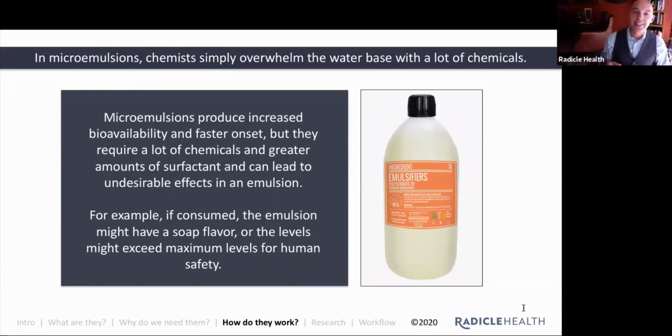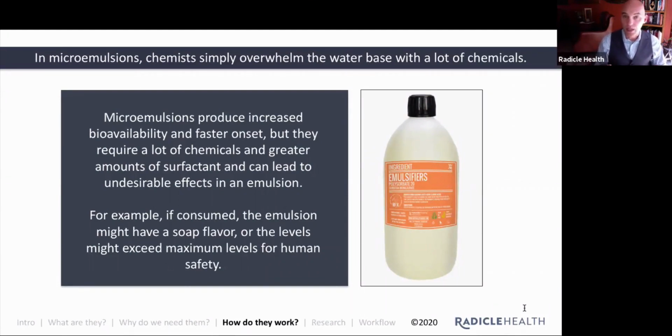So microemulsions and nanoemulsions are produced with somewhat similar processes, but microemulsions are the older technology, and they require greater amounts of surfactant. So there's no specialized equipment that's needed when you're making a microemulsion. Chemists just simply overwhelm the water mixture with a lot of chemicals. So when these surfactants are put in with the oil and water phases, the micelles spontaneously form around, in our case, the cannabis oil and the carrier oil.